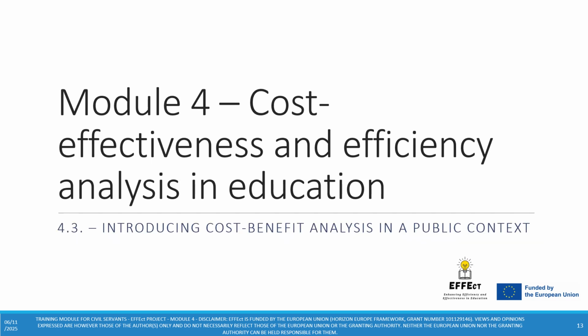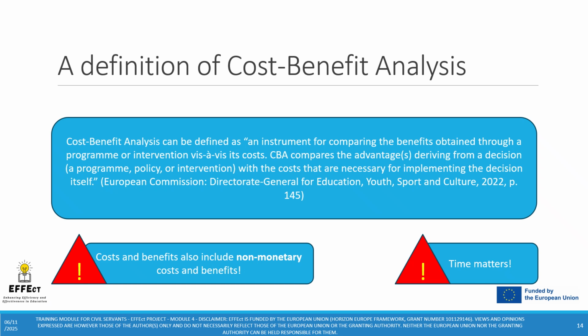Dear participants, welcome to submodule 4.3, in which we will introduce cost-benefit analysis in a public context. Cost-benefit analysis can be defined as an instrument for comparing the benefits obtained through a program or intervention vis-à-vis its costs. CBA compares the advantages deriving from a decision, a program, policy, or intervention with the costs that are necessary for implementing the decision itself. As you can see from this definition, first, costs and benefits also include non-monetary costs and benefits, and time matters. We will discuss both elements later on, but these are very important.